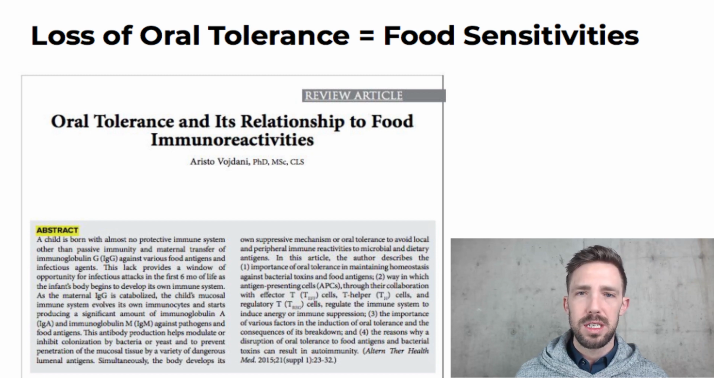So we do food sensitivity testing. A lot of people have had food sensitivity testing, and what that's telling us is sometimes, has your body lost tolerance to these foods? Or sometimes we'll see a food panel come back and it'll have 30 or 40 positives on it, and that is a sign that your body's just lost tolerance. It's attacking everything that you've been eating.